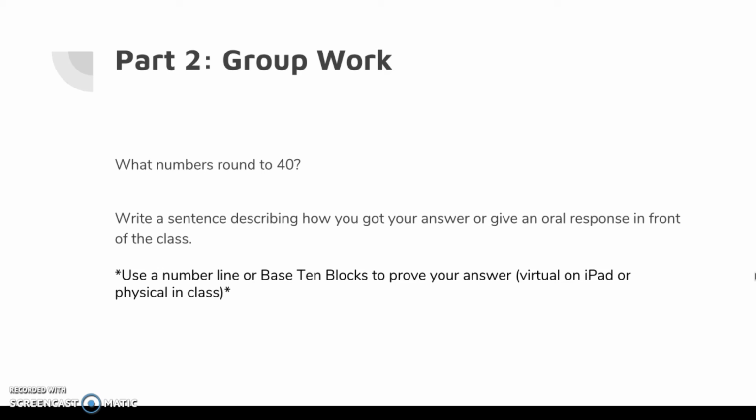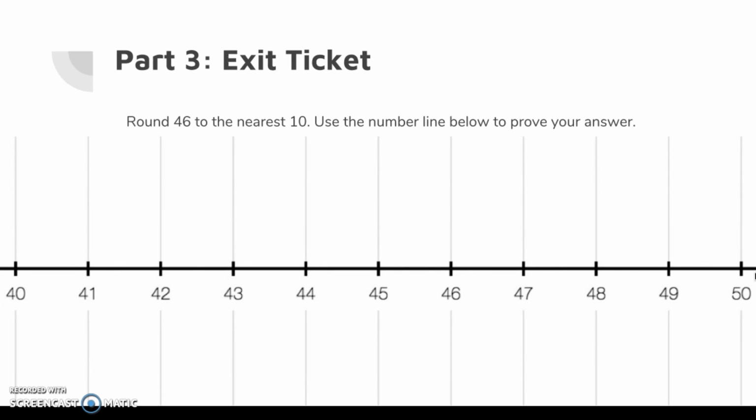When you're finished with the group work, you have an exit ticket that you'll work on individually. Here we have a number line that you're going to use to prove your answer. We're going to round 46 to the nearest 10. You can use this number line here. You can draw on it and screenshot it to turn it in, or you can go back to the number line website that we used earlier and create your own number line and find the answer.